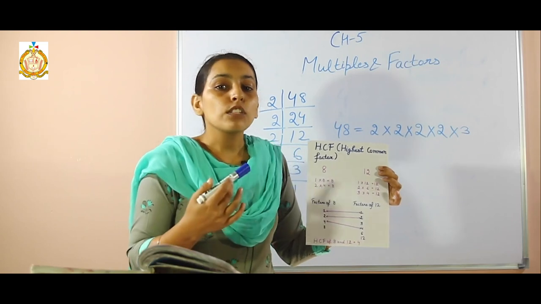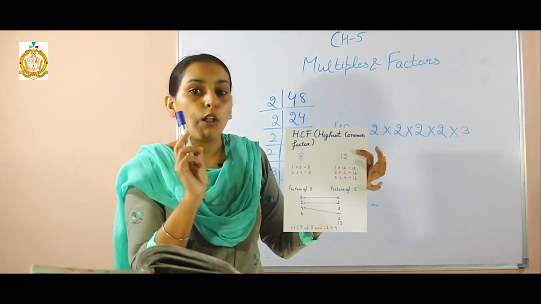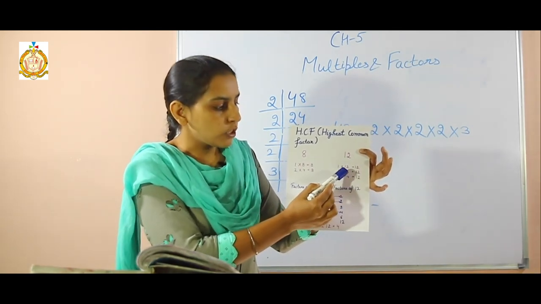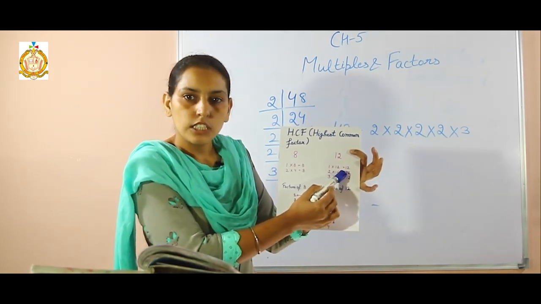Now, find out the factors of 12. Students, 12 comes in which table? First of all, 1 table. 1 into 12 is equal to 12. 2 into 6 is equal to 12. 3 into 4 is equal to 12.